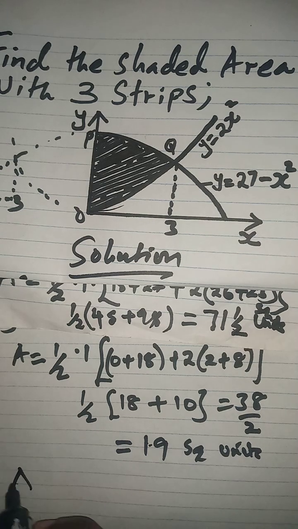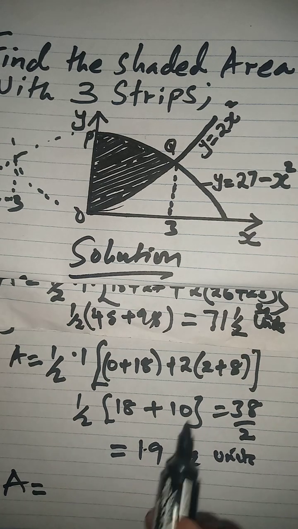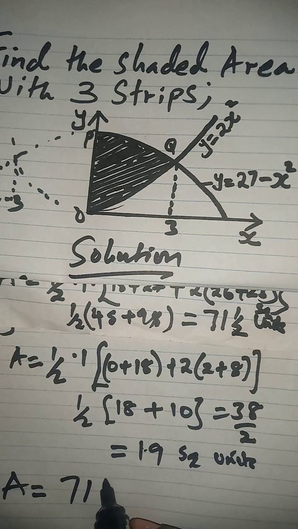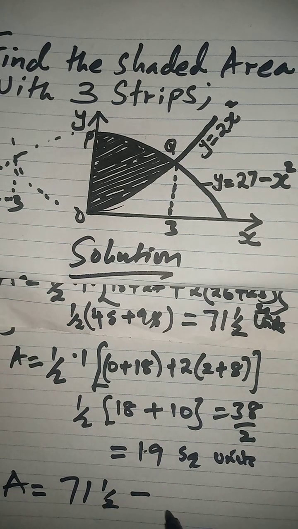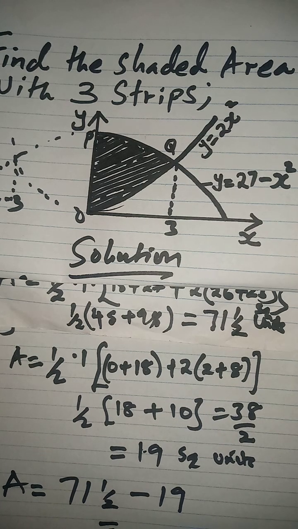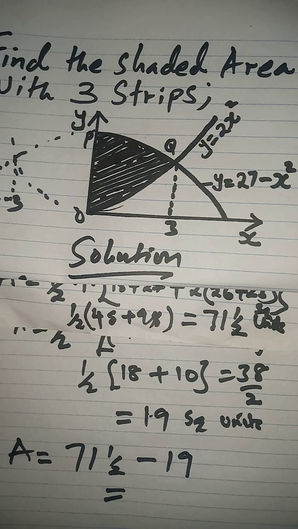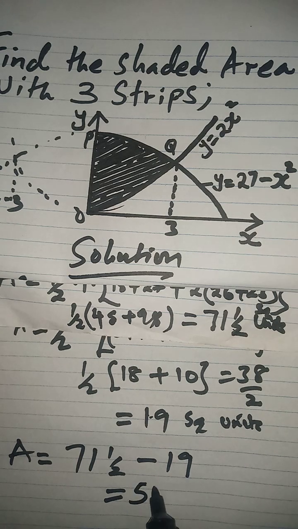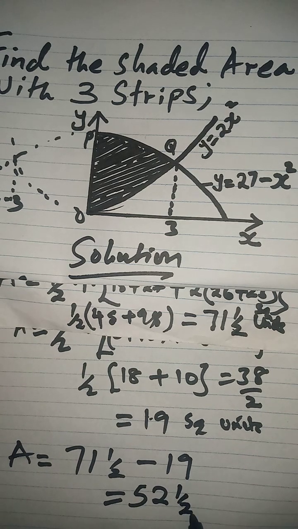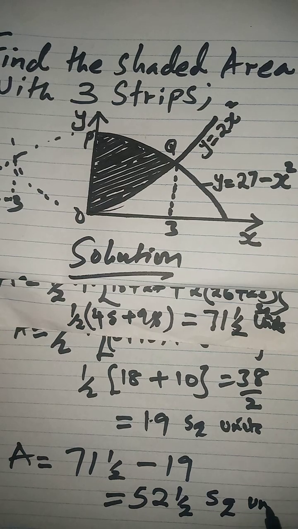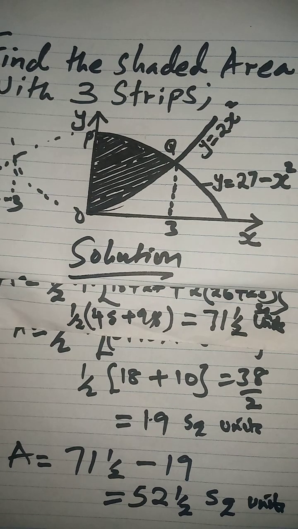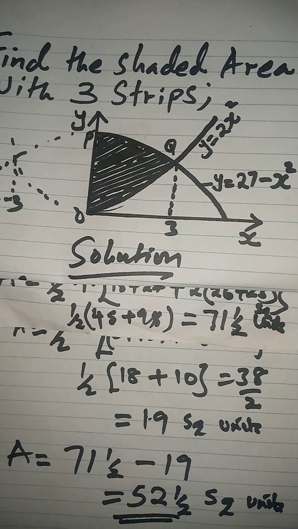So final area, using the trapezoidal rule, I'm going to take 71.5 minus 19. Then it means that my final answer now becomes 52.5 square units. Of course, if you compare, the answer using the trapezoidal rule is 52.5, and the other one was 54 square units.